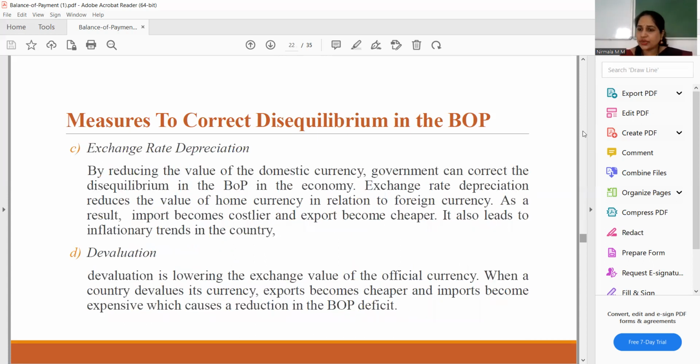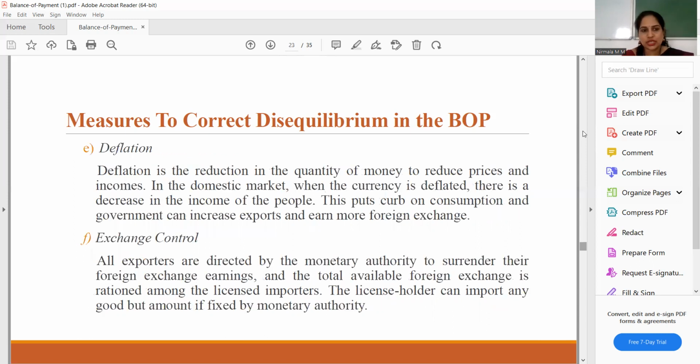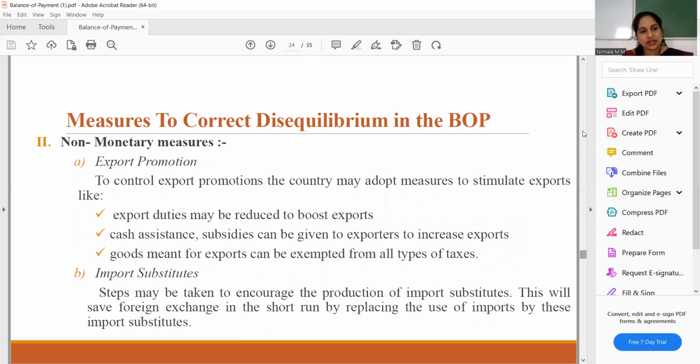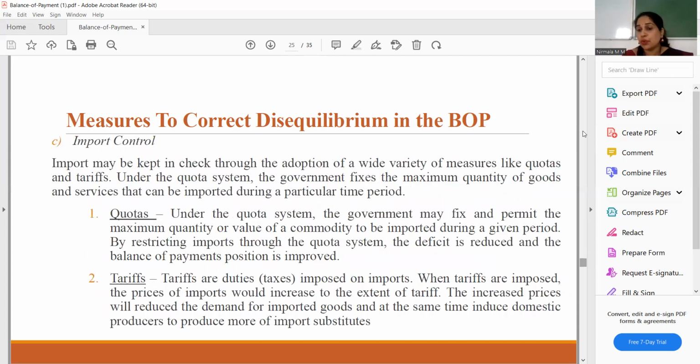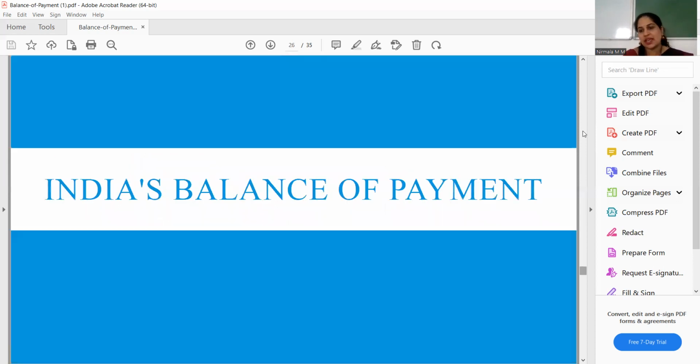Certain important steps taken to correct the BOP disequilibrium are exchange rate depreciation, devaluation, deflation, exchange control, and a few non-monetary measures like export promotion, import substitution, and import control, like imposing quotas or tariffs, etc.